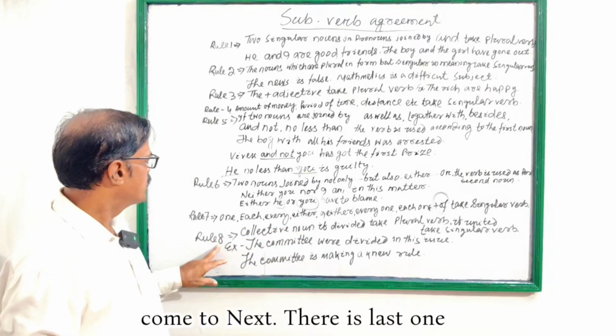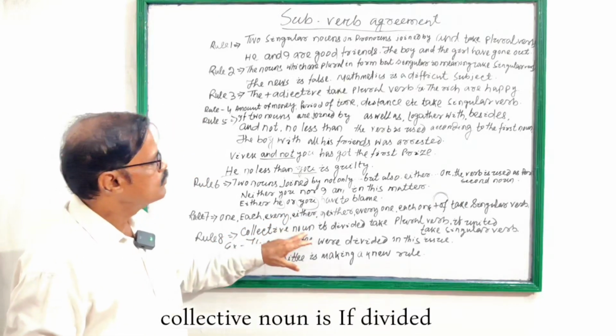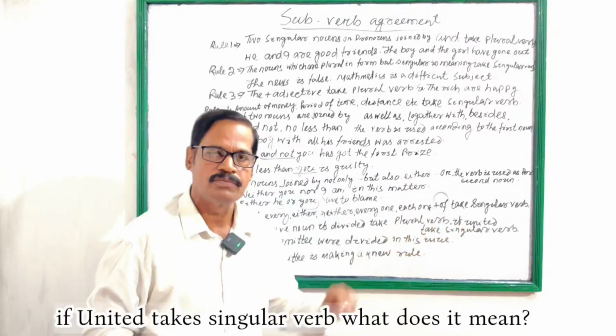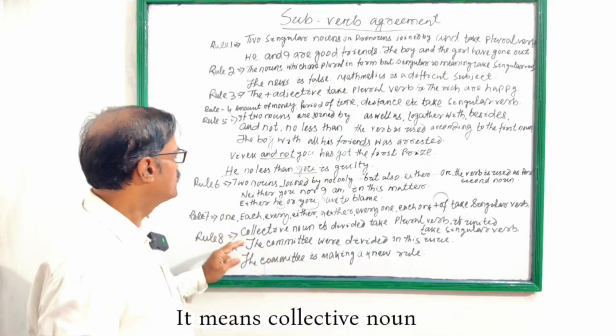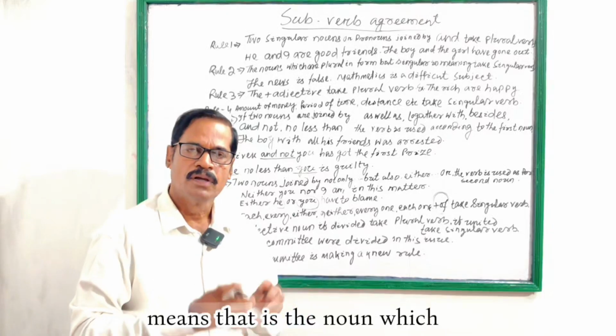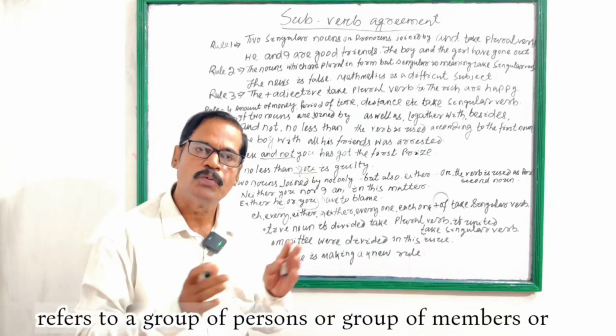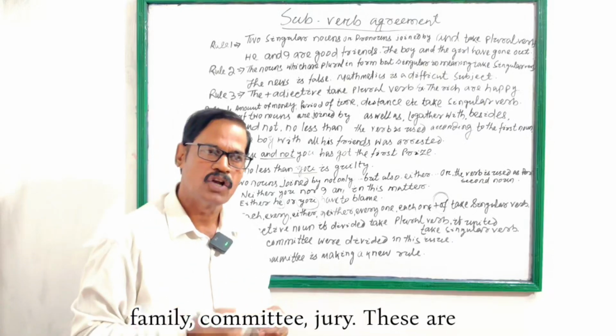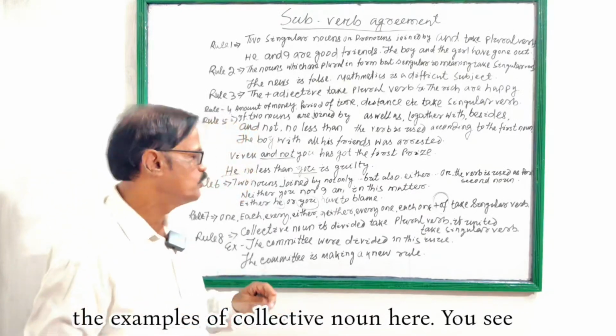Come to the next, that is the last one. Collective noun, if divided, takes plural form. If united, takes singular form. What does it mean? A collective noun is the noun which refers to a group of persons, a group of members, a group of people. You can say family, committee, jury. These are the examples of collective nouns.